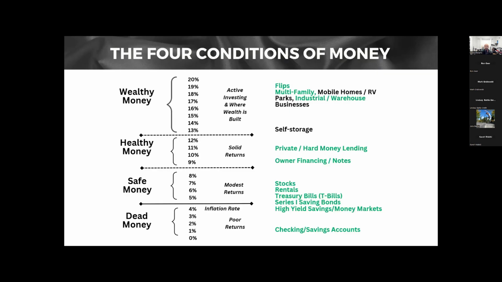I kind of teased this slide last time, the 4 conditions of money. And as we build on our plan here, this is where we're actually going to set some definition for why we are investing in what we're investing in, why we're building a portfolio in the way that we are, and a very, very typical way to actually execute the plan after you've put it on paper.